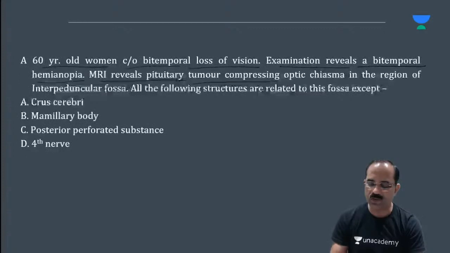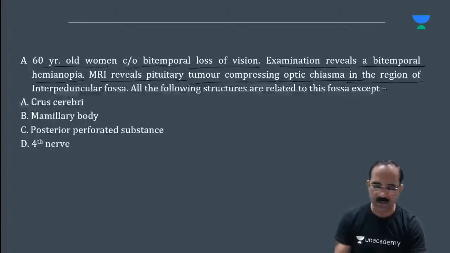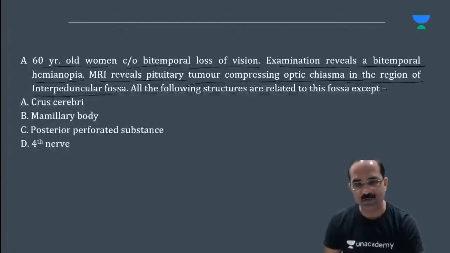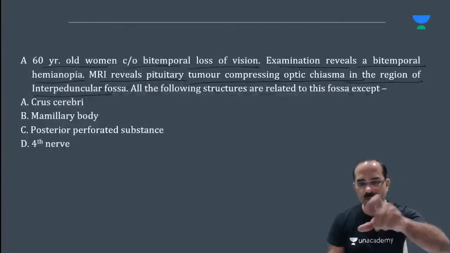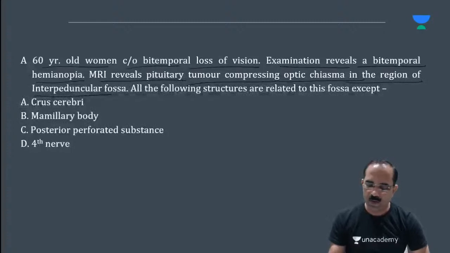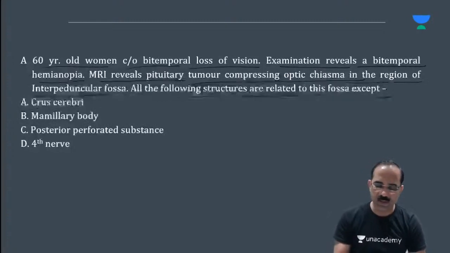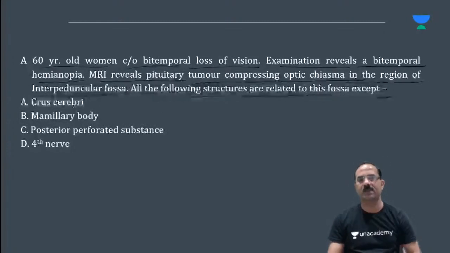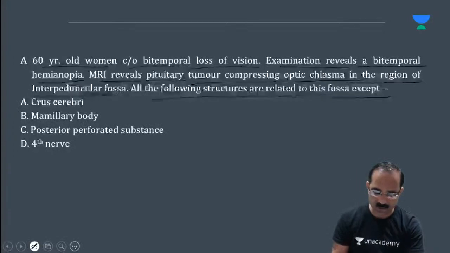MRI reveals a pituitary tumor compressing the optic chiasma in the region of interpeduncular fossa. This you must be knowing, no? Bitemporal hemianopia, compression of the nasal fibers, ये आपको पता होगा. Okay, all the following structures are related to the interpeduncular fossa except. Okay, just let me draw this for you.